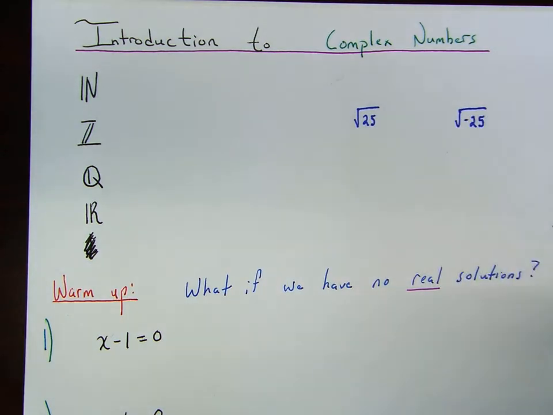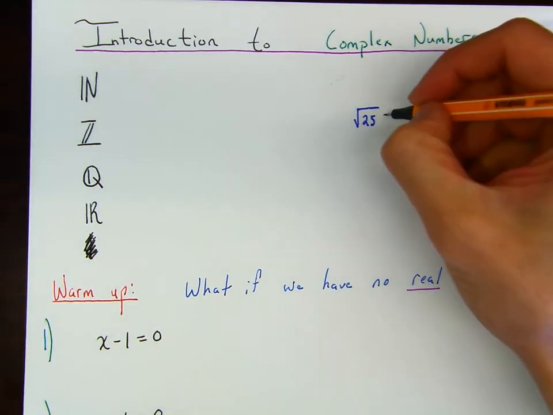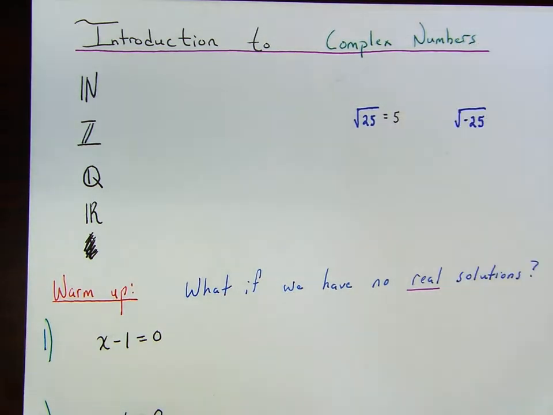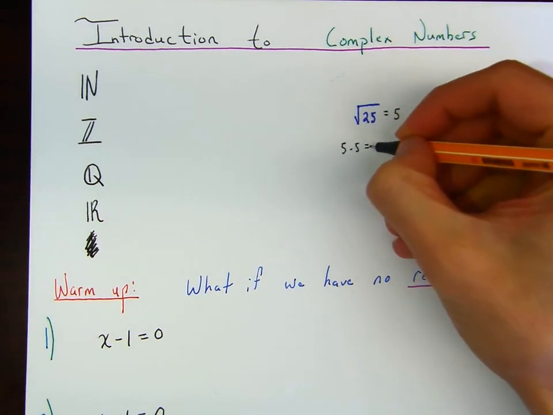If I said, hey, what's the square root of 25? Hopefully you feel okay that this should just be 5. And why is it 5? Because 5 times 5 is 25.